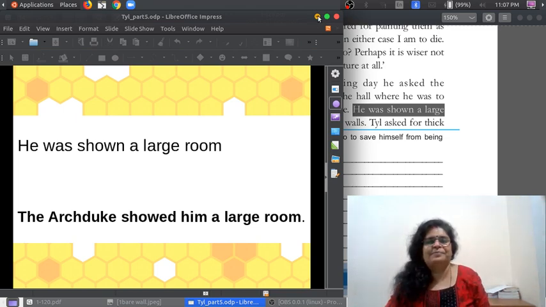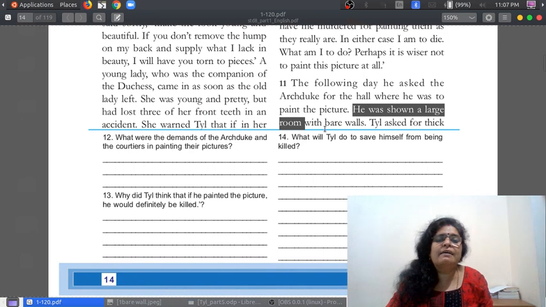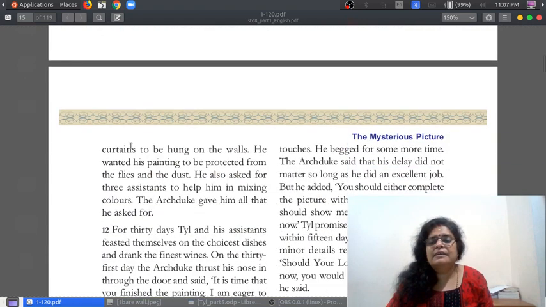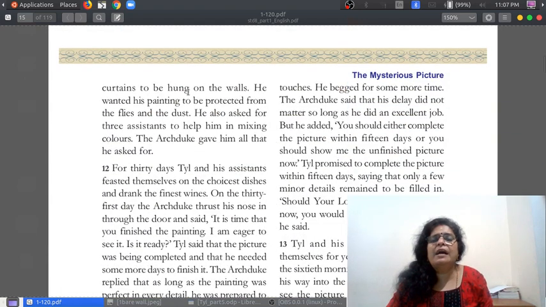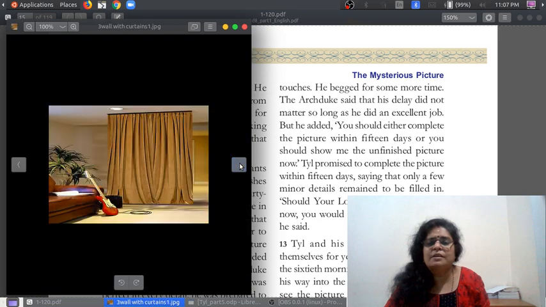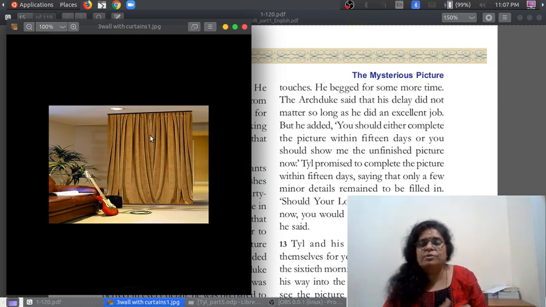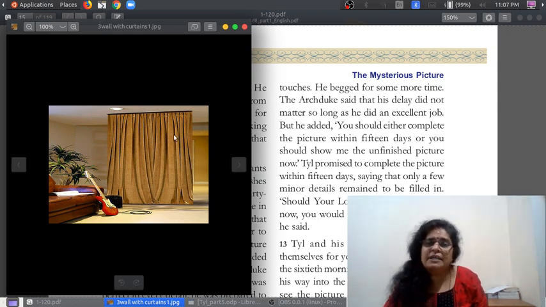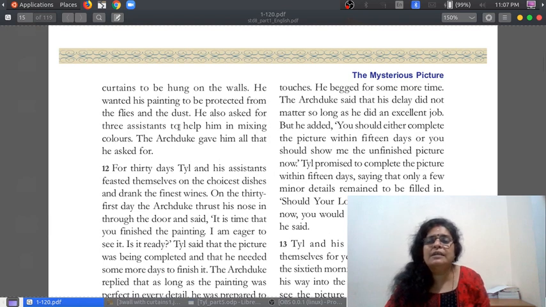Okay. He was shown a large room with bare walls. Till asked for thick curtains to be hung on the walls. Curtains? Don't you know? I will show you curtains on the wall. Here. These are the thick curtains on the wall. Okay. So, Till asked for curtains to hang on the wall.